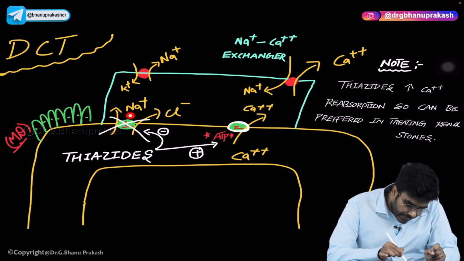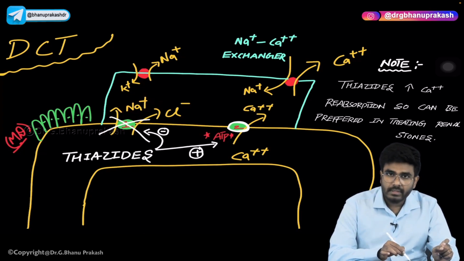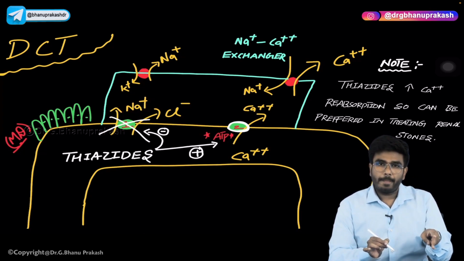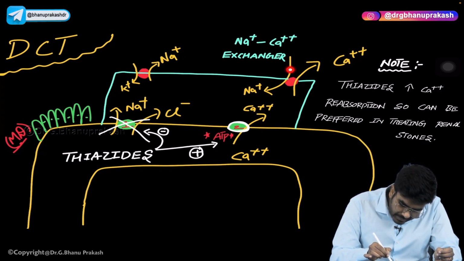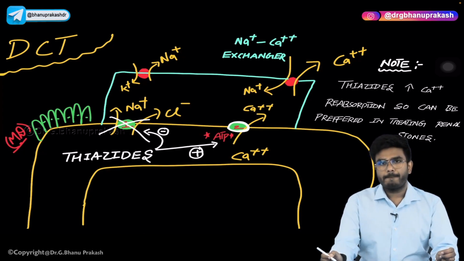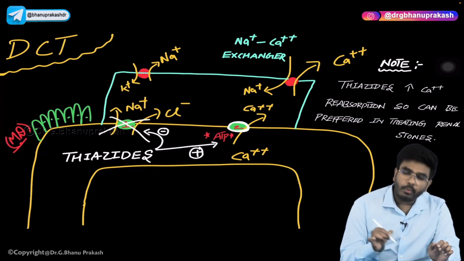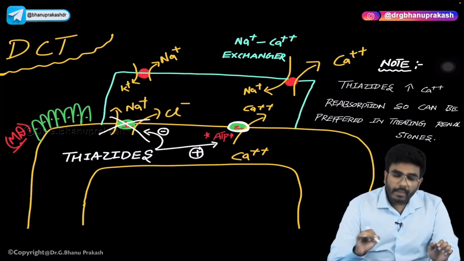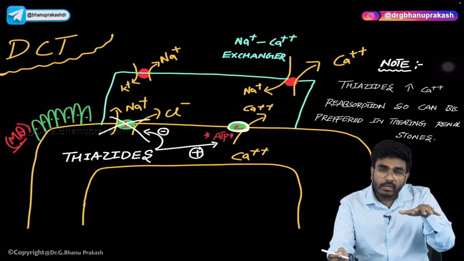Normally, sodium is entering into the cell. There is one more way for the entry of sodium into the cell. What is that? See, this sodium calcium exchanger also brings the sodium into the cell. Now, if you block this sodium chloride importer, what happens to the intracellular sodium levels? The intracellular sodium levels start to decrease.